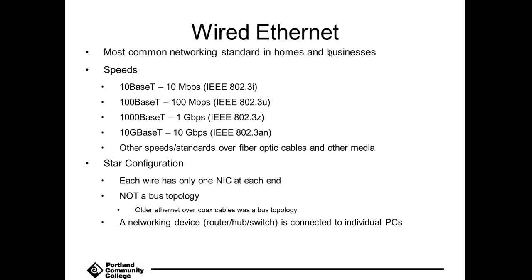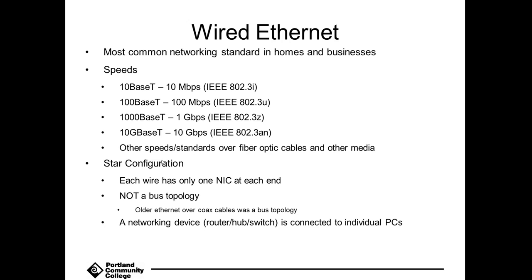Now, let's talk about wired Ethernet first. And the most common networking standard in homes and businesses is wired Ethernet. Speeds range from as slow as 10 megabits per second, in theory up to 10 gigabits per second. And we're still, again, talking about twisted pair wires. You can get faster data over fiber optics. Most common speeds you'll find in a home or a business is 100 megabits per second or 1 gigabit per second. New construction is certainly wired with cabling capable of 10 gigabits per second, but not all hardware actually supports that speed.